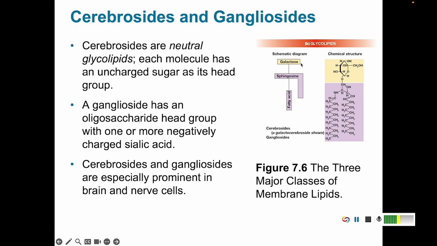This sugary part at the top of it is going to be a very good kind of signal to other cells, allowing that cell to be recognized and to be able to interact with other cells.